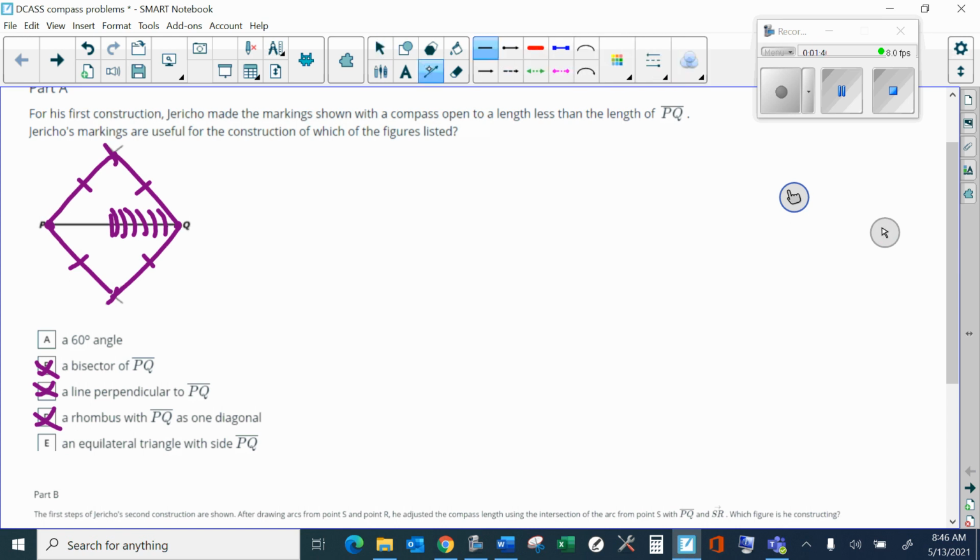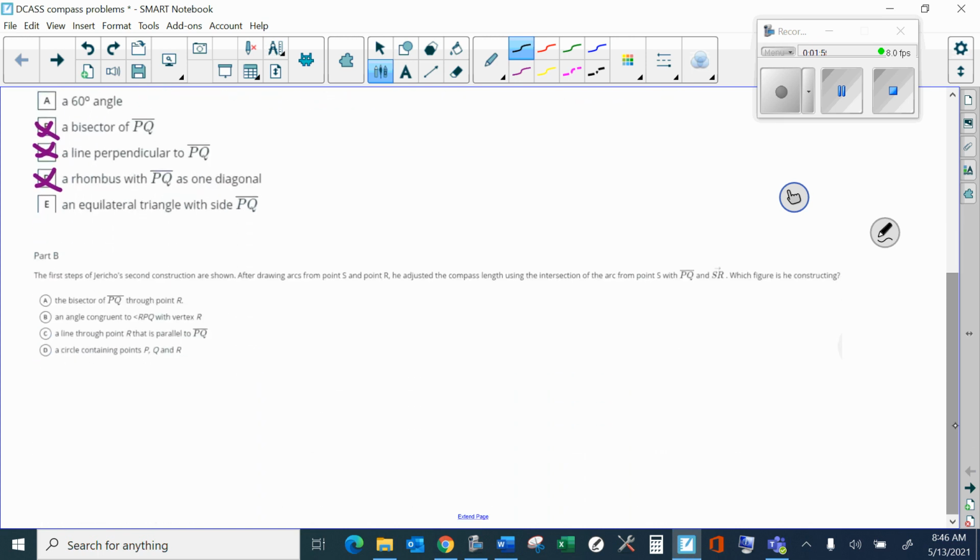The perpendicular bisector would be going right through there. Okay, so that's perpendicular. That would be perpendicular. Okay, so those are what's created from that. All right, part B. The first steps of Jericho's second construction are shown. After drawing arcs from points S and R, he adjusts the compass length using the intersection from arc. I guess I forgot to do that drawing, so I guess we can't do that problem. I didn't copy the drawing with it.